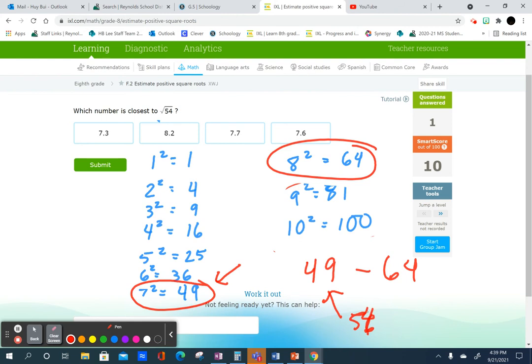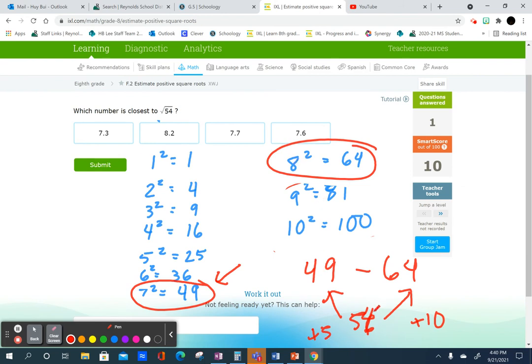5 away, right? It's 5 more than 49. So it's plus 5 here. But if we go to 64, that's going to be plus 10. So we need 10 more to get to 64. So it's going to be closer to 49. So it's going to be closer to 7.